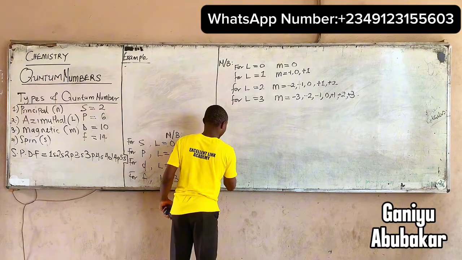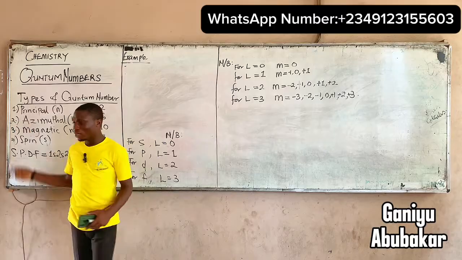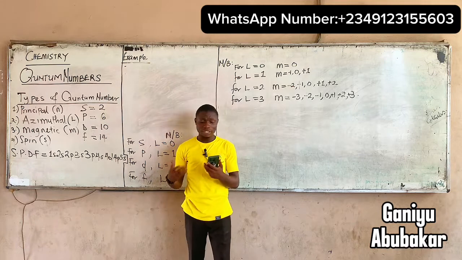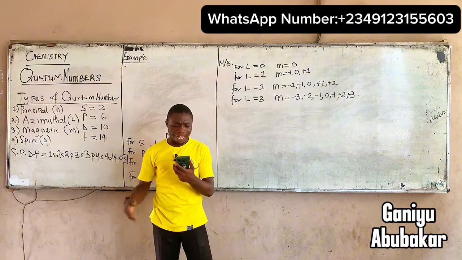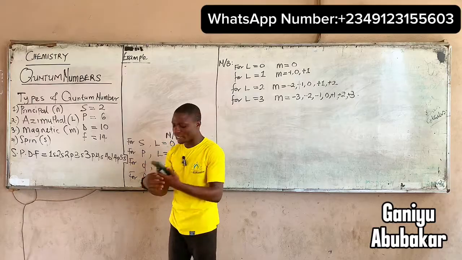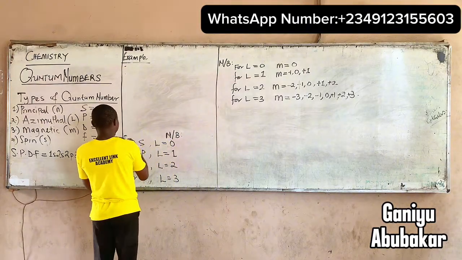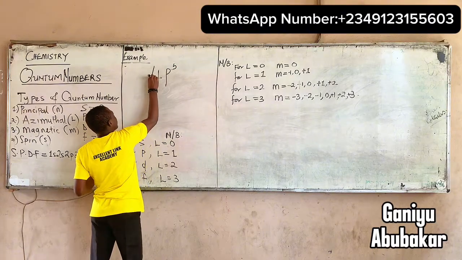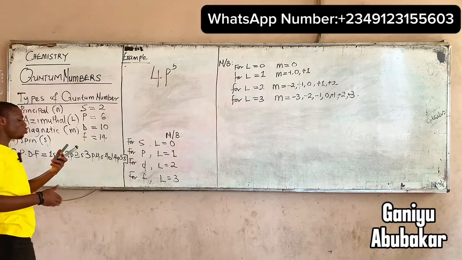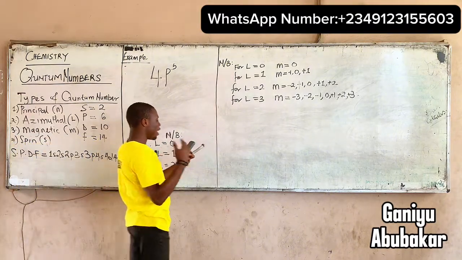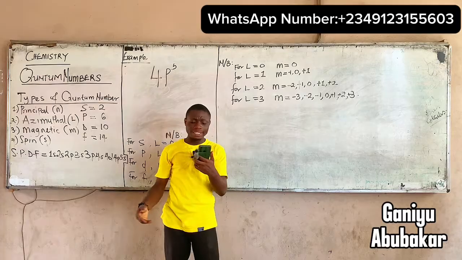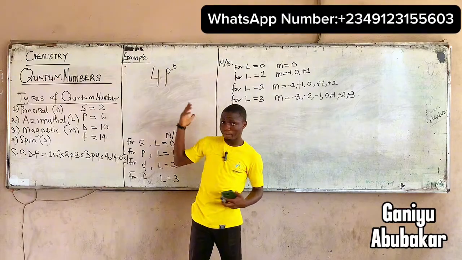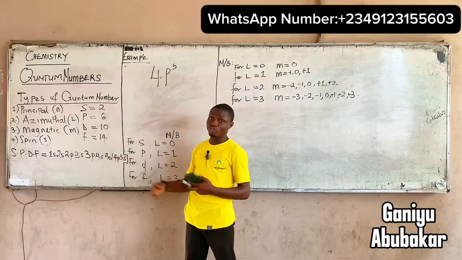By now, you should know how to get principal, azimuthal, magnetic, and spin. The problem says: what are the quantum numbers of an element that ends with 4p to the power 5? So I have 4p to the power 5. This is a last year's past question. So you have to find the quantum numbers. So how do you do this?